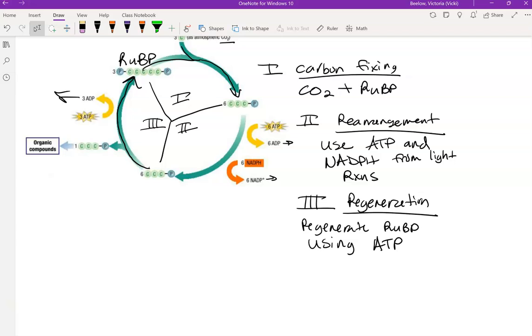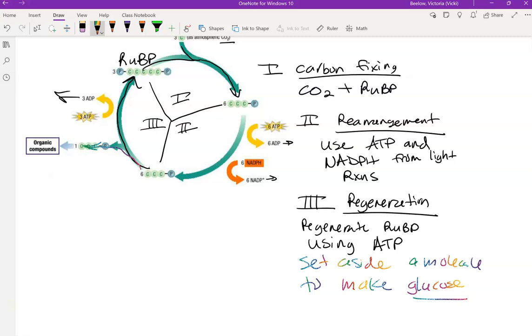But then also, we are going to set aside a molecule. So we're going to set one of these molecules aside, and that is so that we can make glucose, which is the goal of photosynthesis, C6H12O6. We could use it to make other organic compounds depending on what the plant needs. But the plant can use this as a source of energy. So it can do cellular respiration, make ATP, or you can eat the plant and you get the glucose.